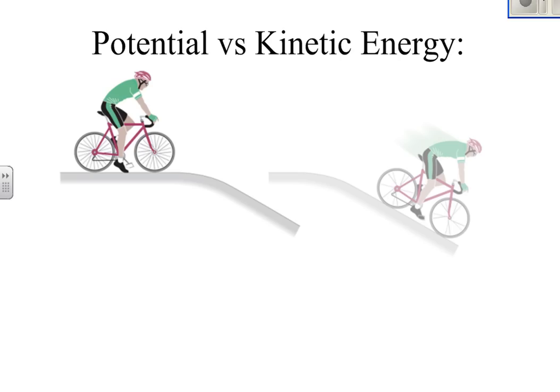The two general categories of energy are potential and kinetic. The potential energy is based on the position of the object. So in terms of the bike rider here, the potential energy is equal to the mass of the rider times the height that he is above the bottom part of where he could go from top to bottom, times the acceleration of gravity.